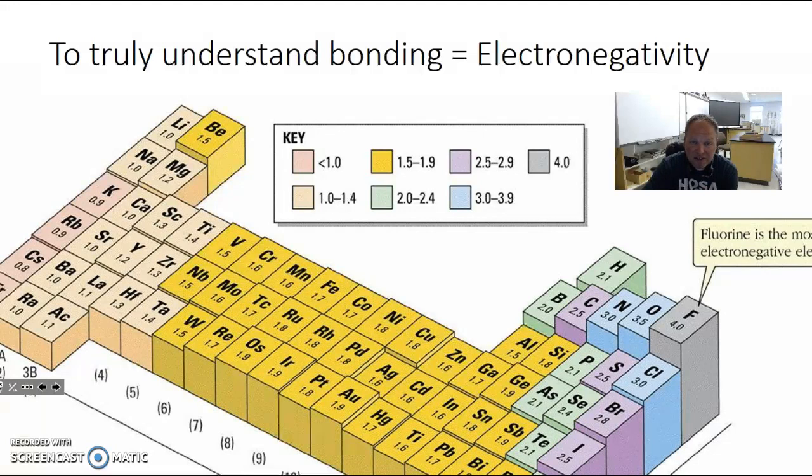But elements on the periodic table are very similar to that. They have a hotness factor to them. And it goes from 1 to 4. We call that hotness factor electronegativity. Electronegativity is the ability or the strength you have for electrons to come to you.